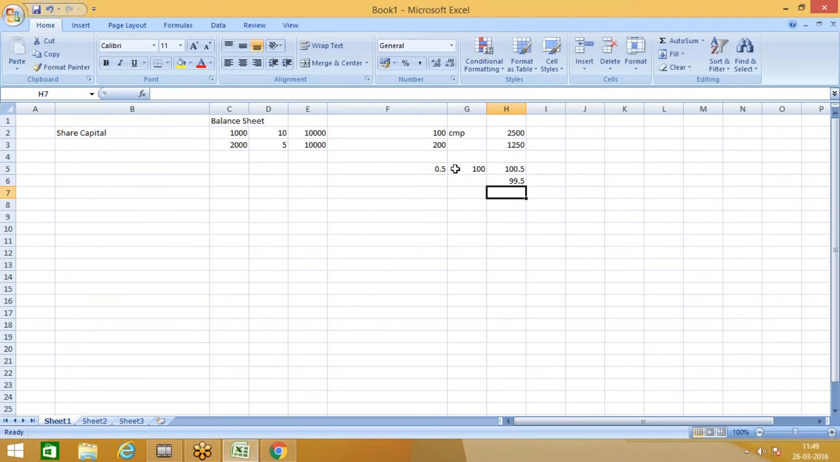So the next change of this stock price will be either 100.5 or 99.5. Okay, so if 0.5 is the tick price or the tick size, the next change will be in multiples of this tick size.